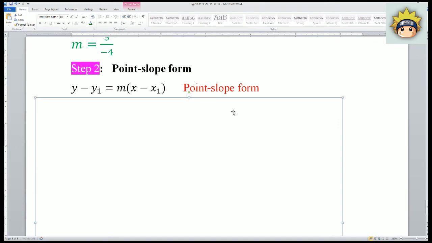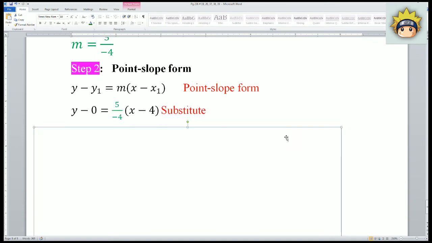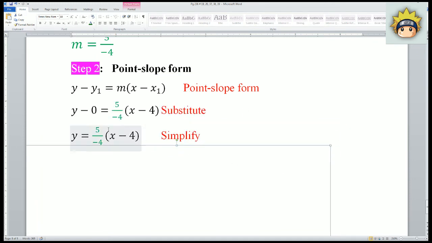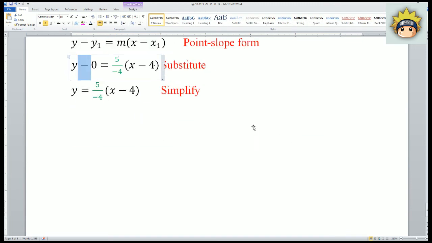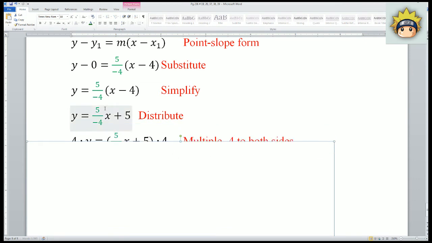Put it into point slope form. Here's my equation. Make that substitution. I simplify. How I simplified is I don't write the minus 0. I distribute everything in.